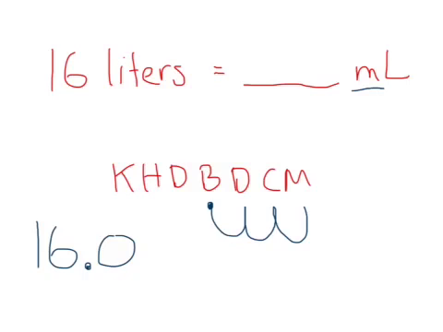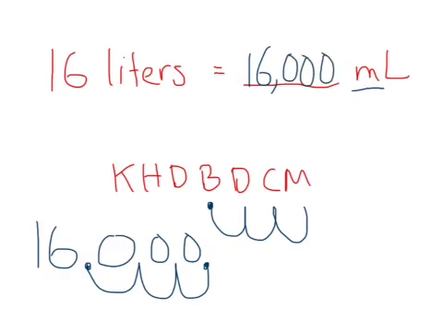So that's why the decimal is always there. So I just need to move it 3 times to the right. 1, 2, 3. And of course, I just fill in my zeros. And the answer is going to be 16,000. So 16 liters is equal to 16,000 milliliters.